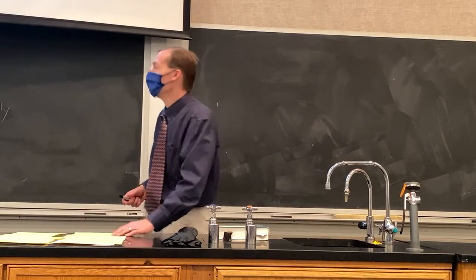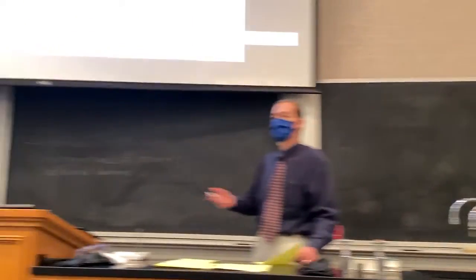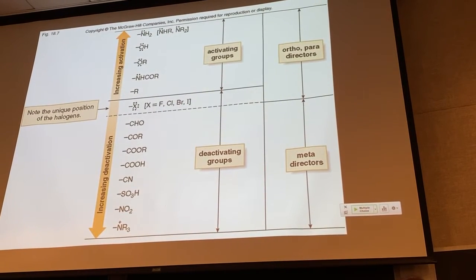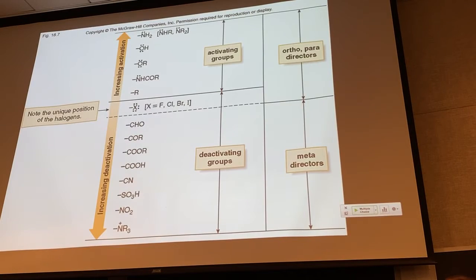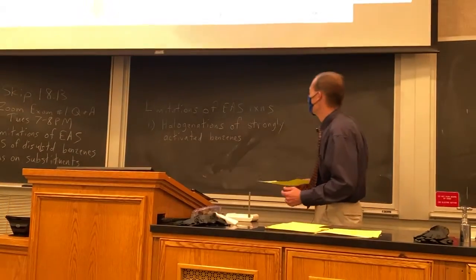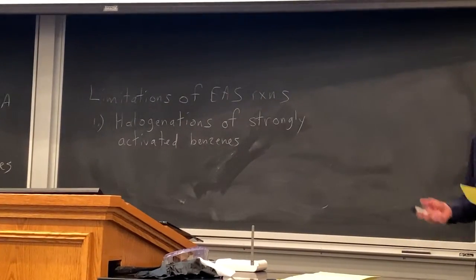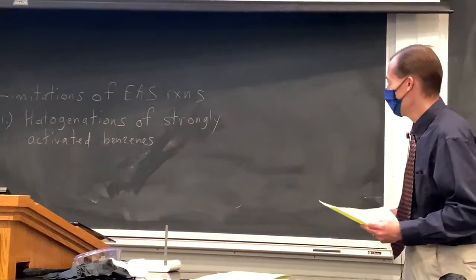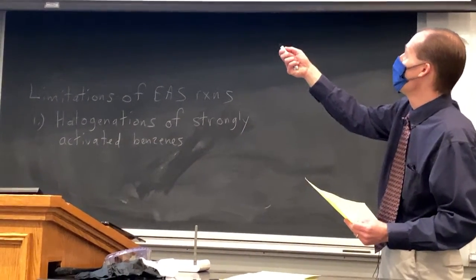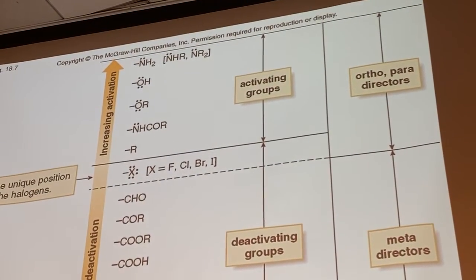So here's our hierarchy of activating and directing effects that we talked about on Wednesday, and we'll refer to this as part of our discussion today. As we start out with some of the limitations of our electrophilic aromatic substitutions, we'll focus first on the halogenation reactions of strongly activated benzenes. Okay, so a strongly activated benzene would be one that has either an ether, an alcohol, or an amine attached. Those are our strong activating groups.